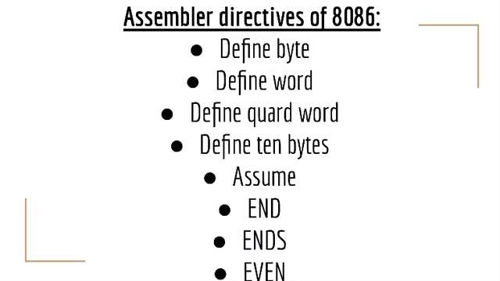So first we have the define byte directive. This define byte directive is used to reserve a byte or bytes of memory locations in the available memory. So next we have the define word directive. This define word directive serves the same purpose as the DB directive, but it makes the assembler reserve the number of memory words, that means 16-bit words, instead of bytes.